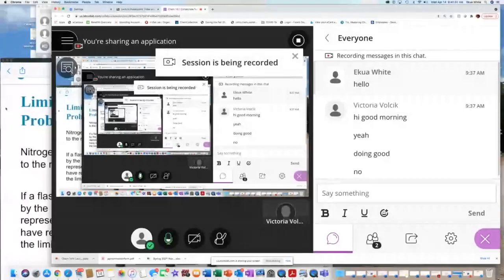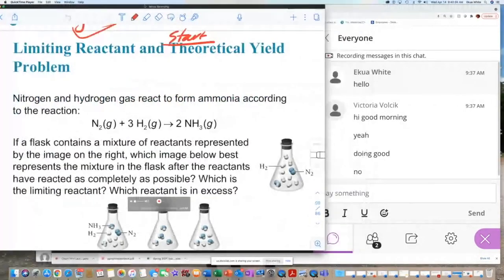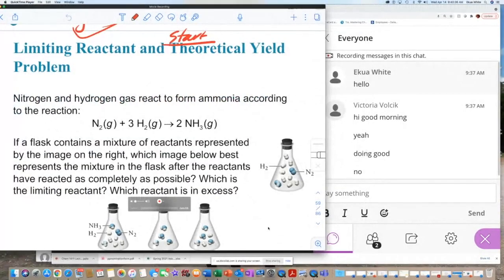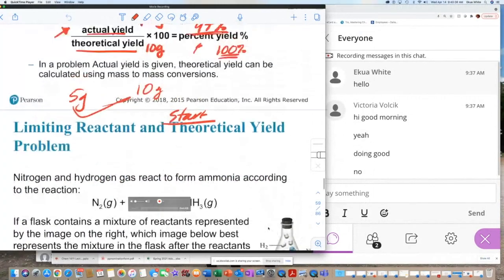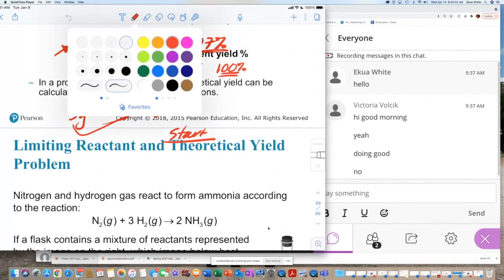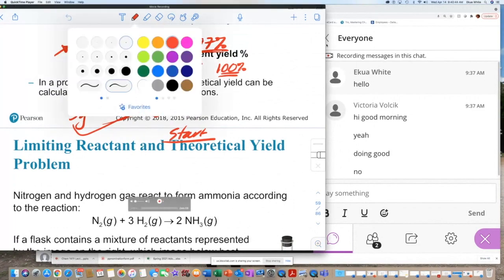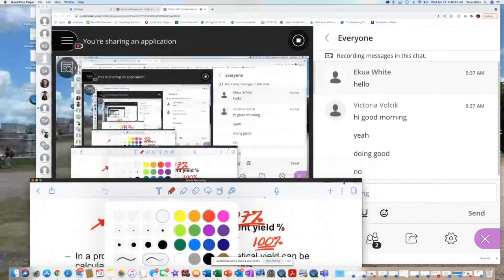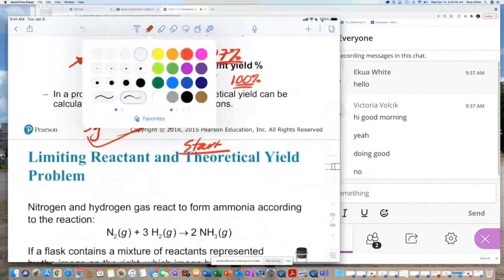Just in case. And then we will pick up where we left off. So I have the note here to start. Let me make sure you can hear me. I'm sharing my screen and then I'm recording. Okay.